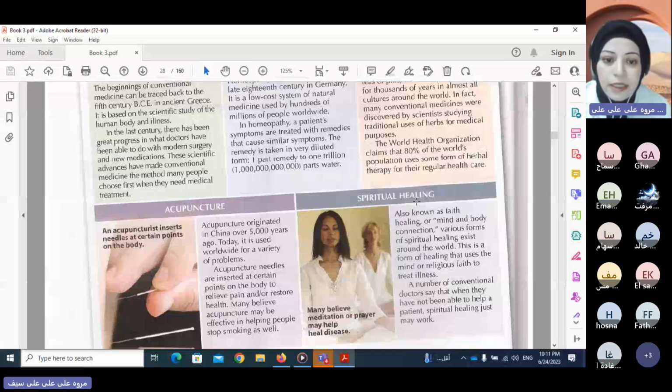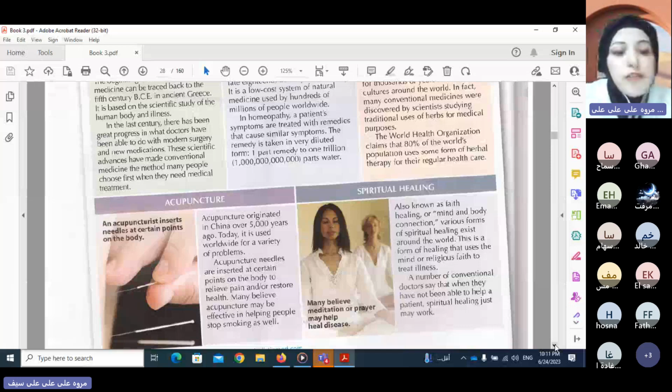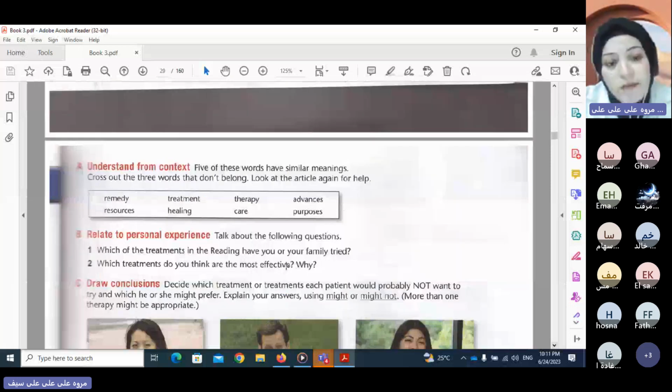So we have another task that's really easy. Now we are going to understand from context. We have some words, and five of these words have similar meanings. So we are going to pick the five words in the box that have similar meaning. Okay, have a look at these words. How many words? 8 words. Five of these words have the same meaning. They are similar. They are like synonyms, a little bit. Not 100% but yeah, 5 words.